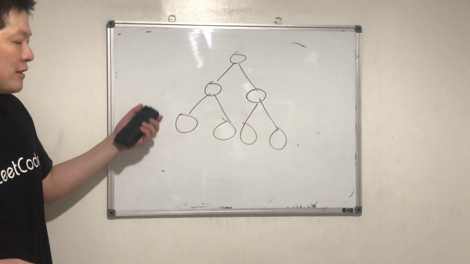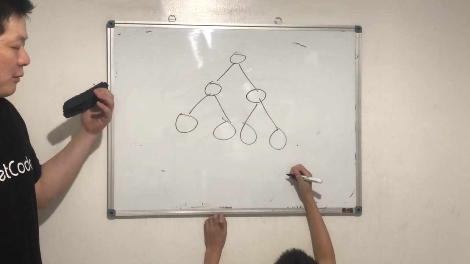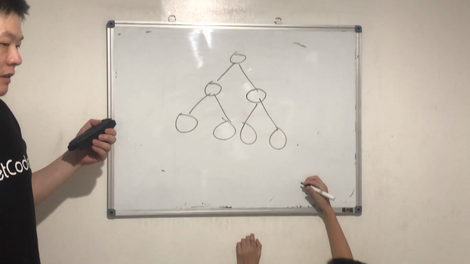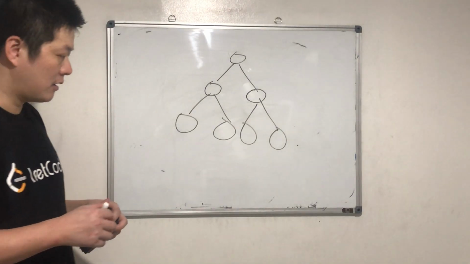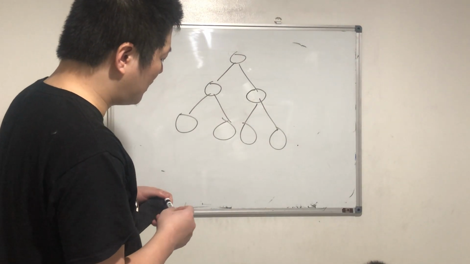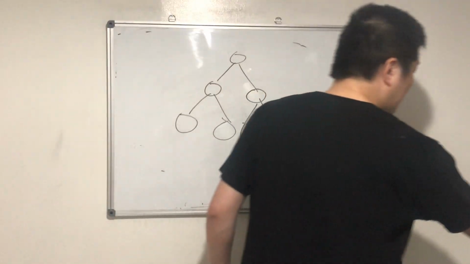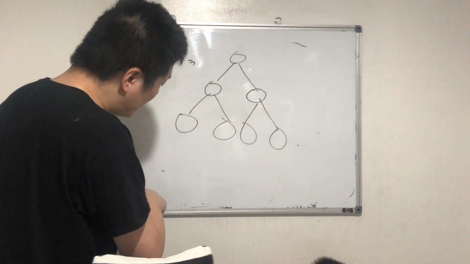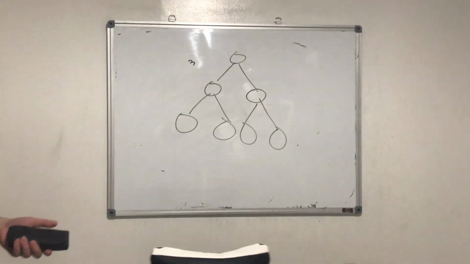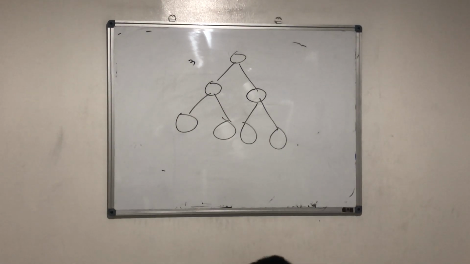So how can we check if it's a complete binary tree? We just look at the last one. Can you tell me how you would do it? Just any thoughts would be nice.